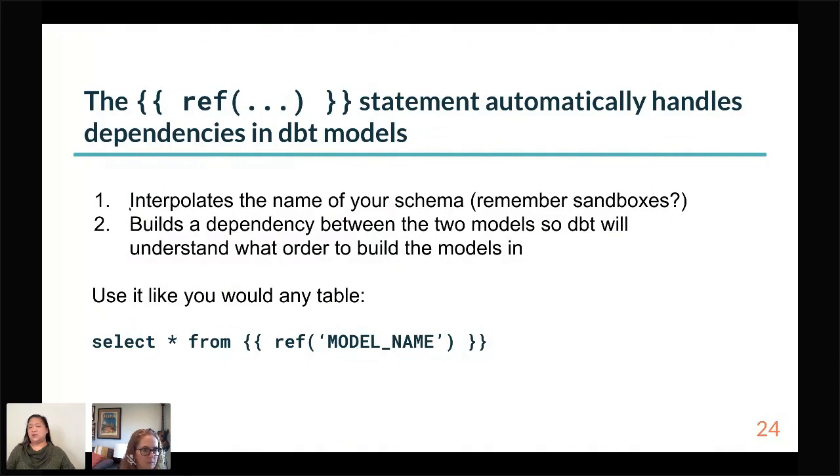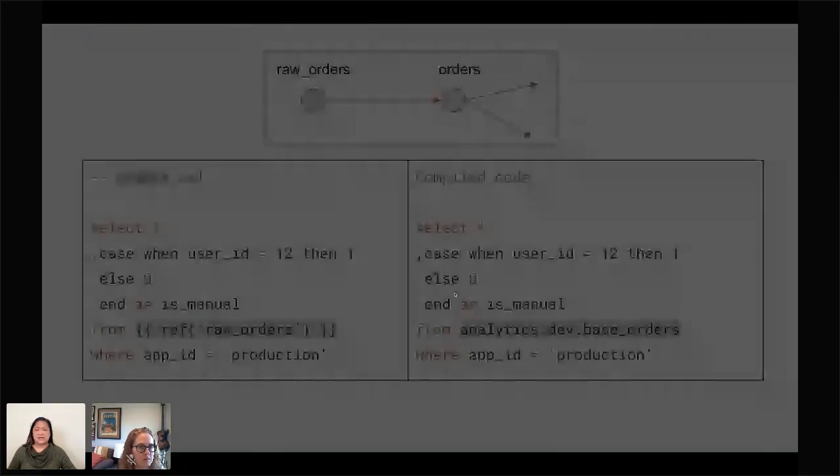What this does is two things. It interpolates the name of your schema, so dbt knows whether you are in your development environment or if it's running in production, and it will create the model in dev or prod. Then it also builds a dependency between the two models, so dbt will understand what order to build the models in. This is really powerful. The ref statement unlocks a lot of this, and let's go to the next slide to see what we're talking about.